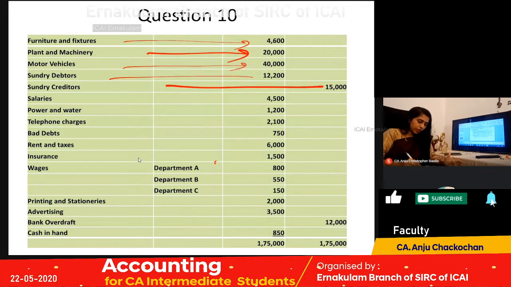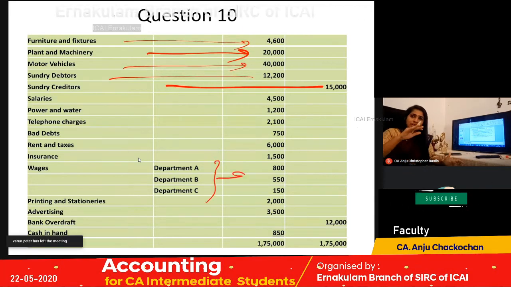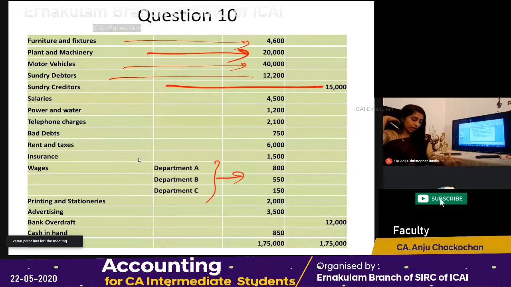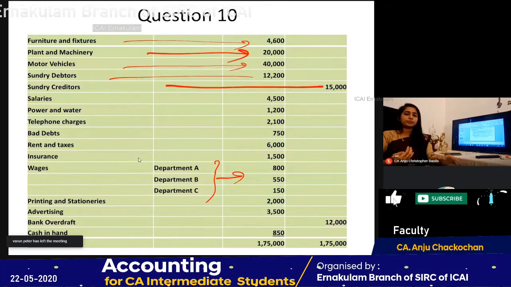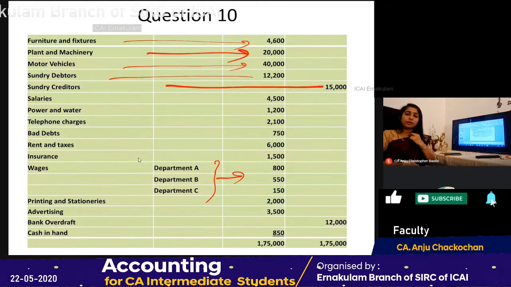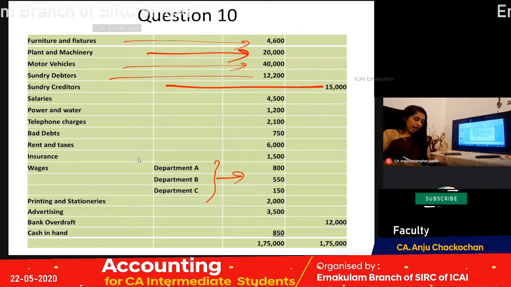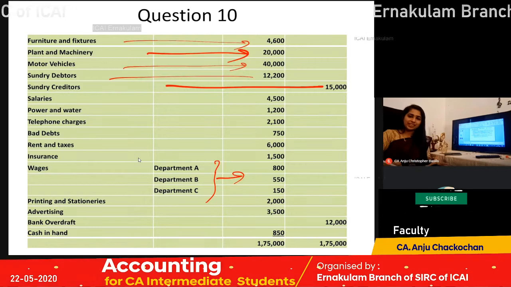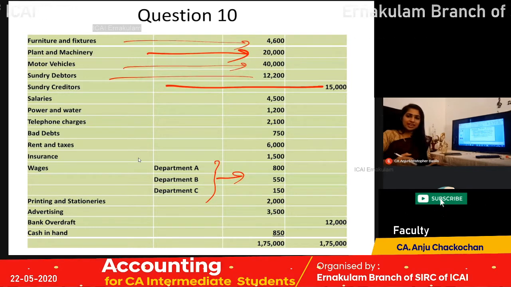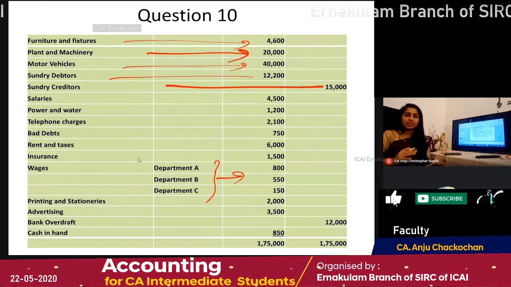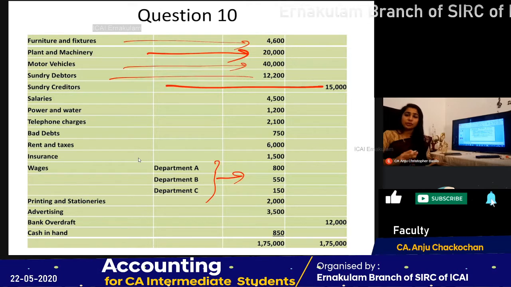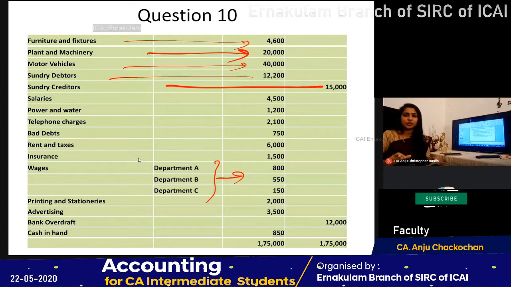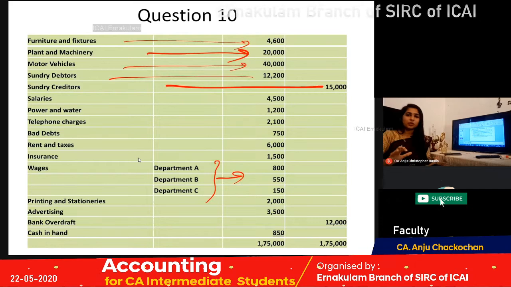Then we have the wages, which were department wise. We had the actual wages and also the wages for the different departments. We had printing and stationery expenses, advertising expenses, and things of that kind. From this data, we were asked to prepare the departmental trading account and trading P&L, and finally the balance sheet. That was the only task.